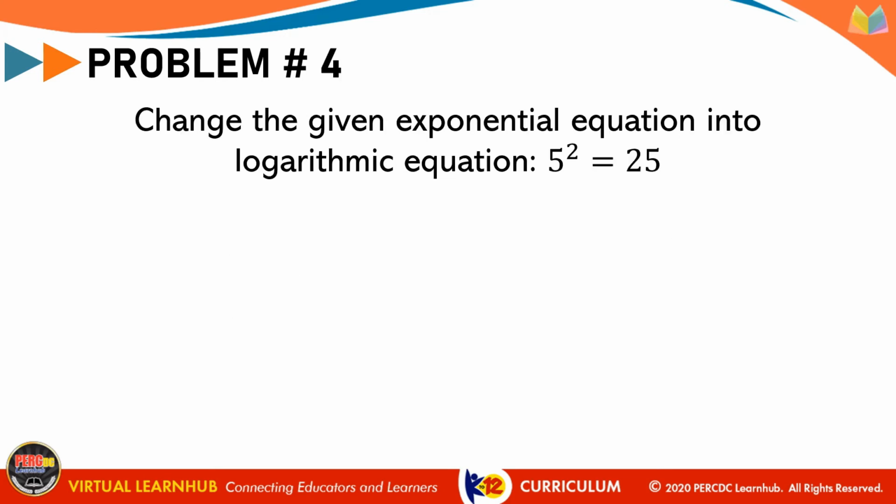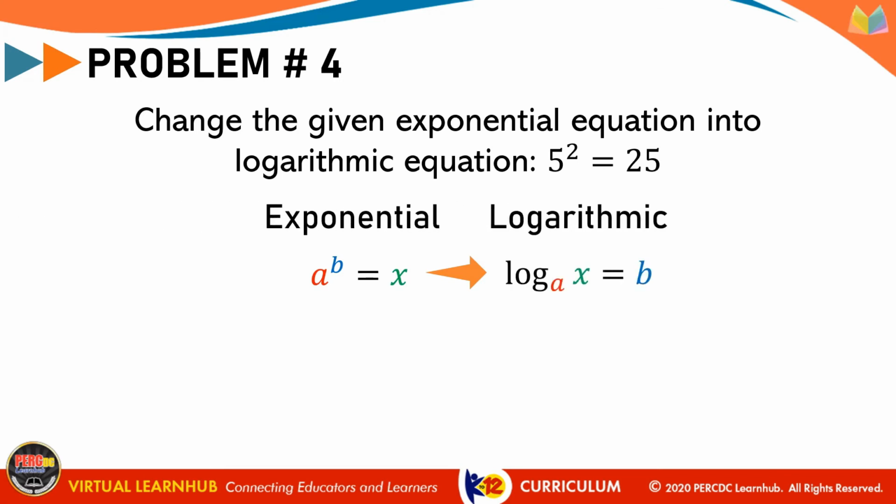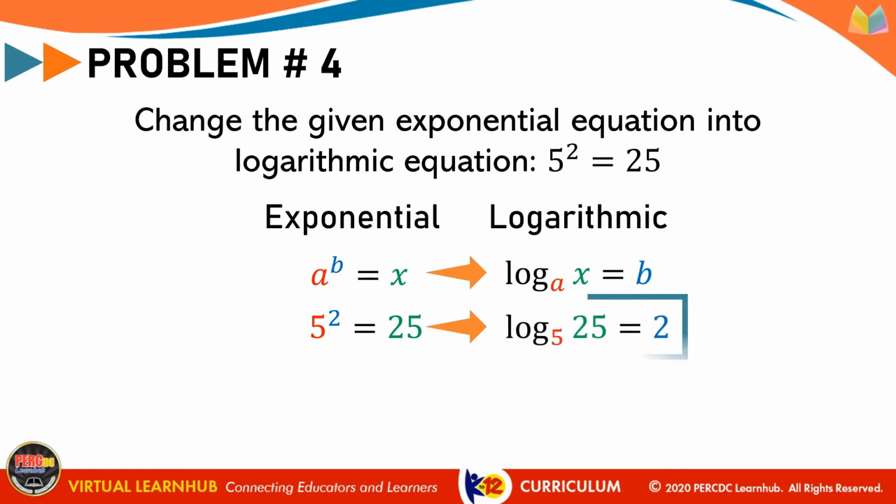Problem number 4. Change the given exponential equation into logarithmic equation. 5 squared equals 25. Let's remember that an exponential function is represented like this, just like in the given: a raised to b equals x. And we can transform it to this form: logarithm of x to the base a equals b. So from 5 squared equals 25, it will become log of 25 to the base 5 equals 2.